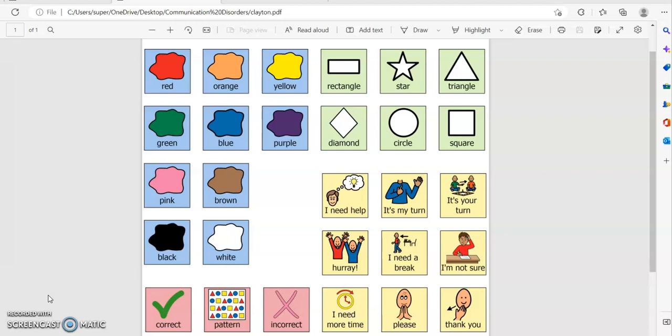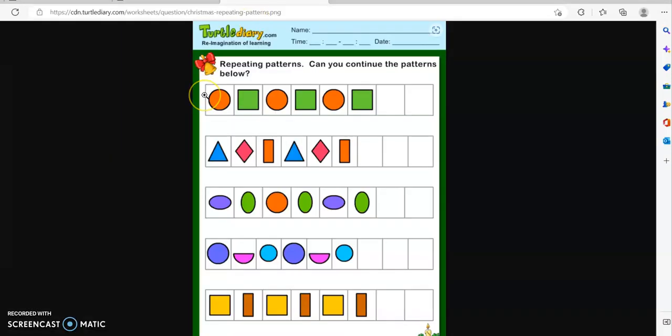This is my communication board. I chose my activity from the grade 1 curriculum for mathematics. I chose an activity relating to patterns. So I just took a picture here on Google of what the pattern might look like. So here, this is a grade 1 worksheet.